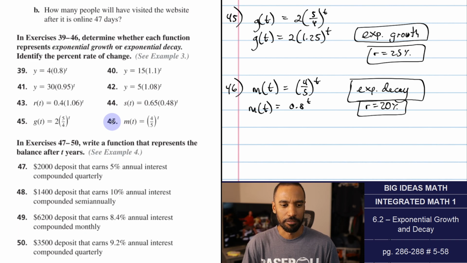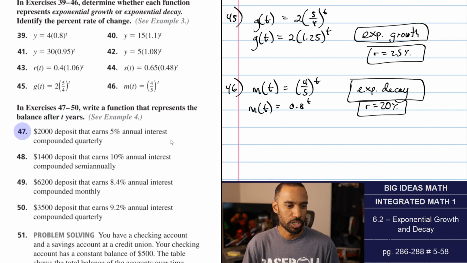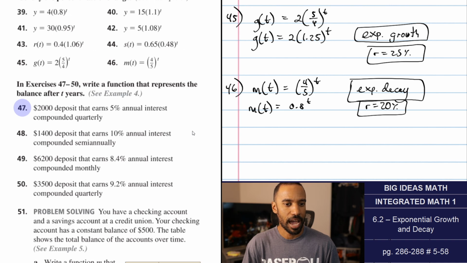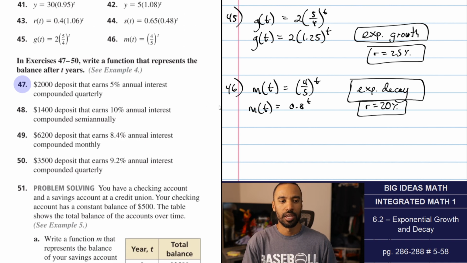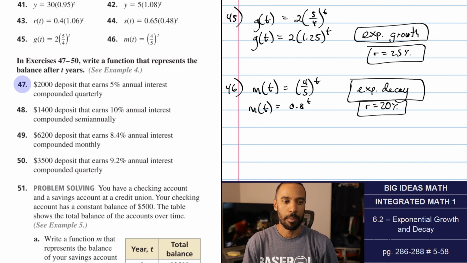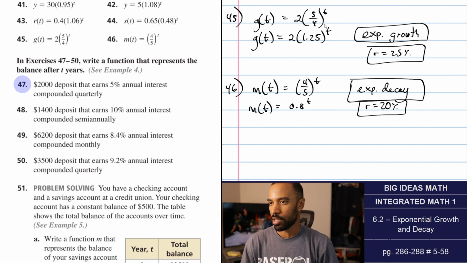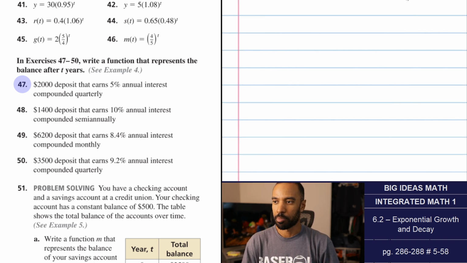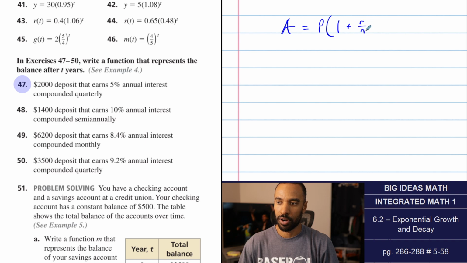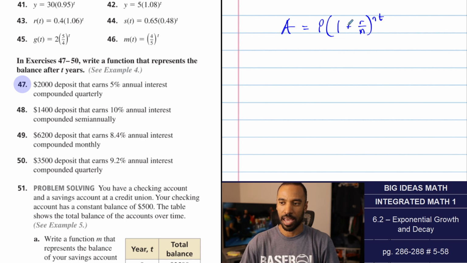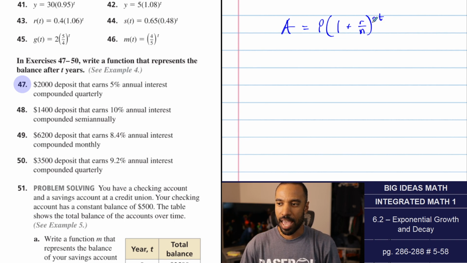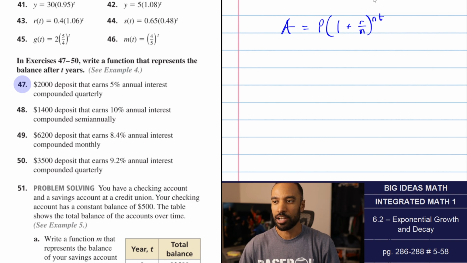Now we're going to problem 58? So home stretch, 12 more questions. This is where we start hitting our interest problems. Numbers 47 to 50 say, write a function that represents the balance after t years. Now, before I start on the problems themselves, let me also make mention that we're using this formula here, A equals P times 1 plus r over n to the nt power. It's very similar to what we had before, only we're always adding for interest. And n is introduced. Actually, they used y, so I'm going to use y here.